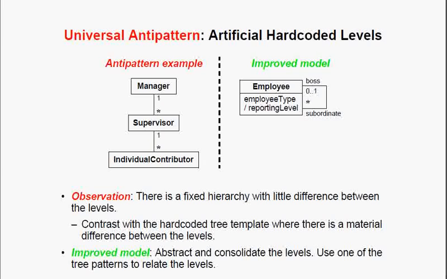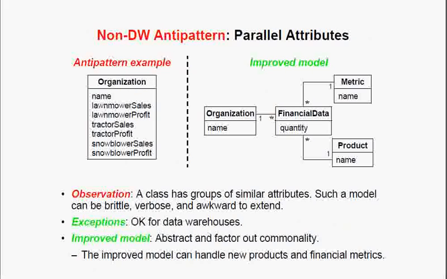It's a better approach. Here's an antipattern. This one, avoid for operational applications. It's acceptable for data warehouses. So you have an organization record. There's a name of an organization, lawnmower sales, lawnmower profits, tractor sales, tractor profit, snowblower sales, snowblower profit. What's so magical about lawnmower, tractor, and snowblower? There can be more than those 3. There's more than 3 products. What's so magical about sales and profit? There's more than those 2 metrics.